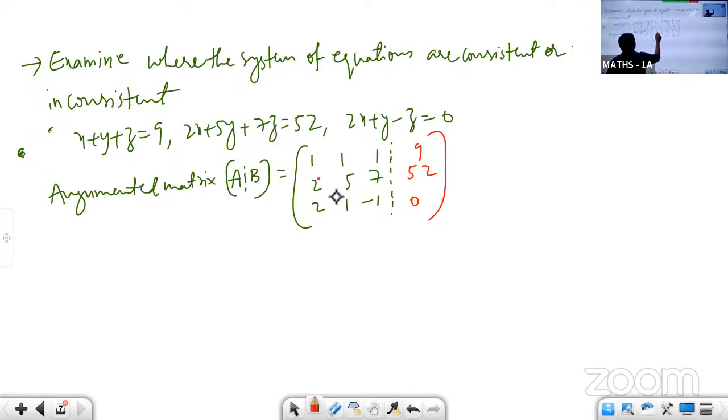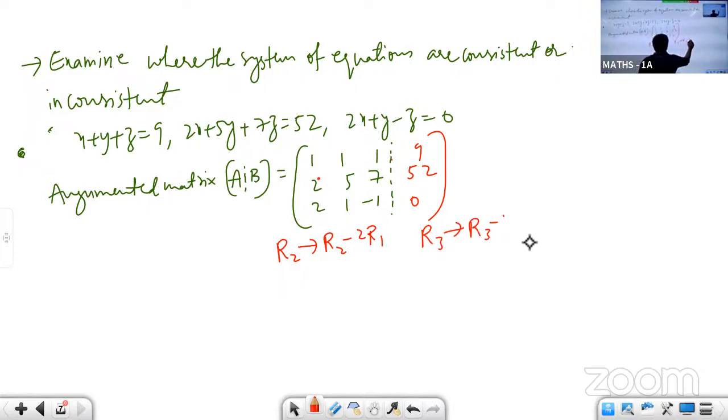This part. How? R2 tends to R2 minus 2R1. Next, R3 tends to R3 minus 2R1 only, because I'm having number 2. So 2 minus 2 will give you that result. Okay. So which is equivalent to 1, 1, 1. This is 9. And now R2 will change.